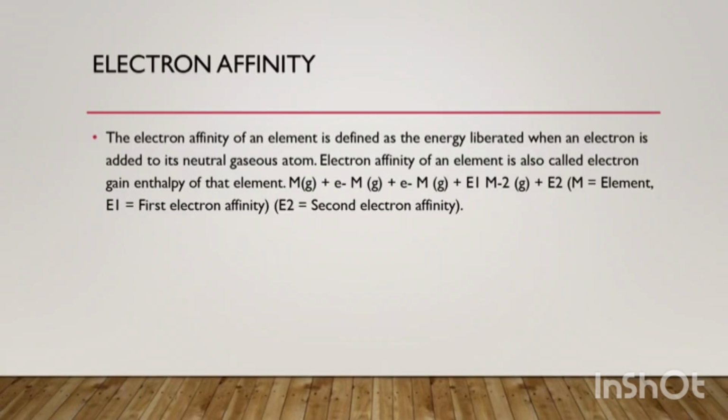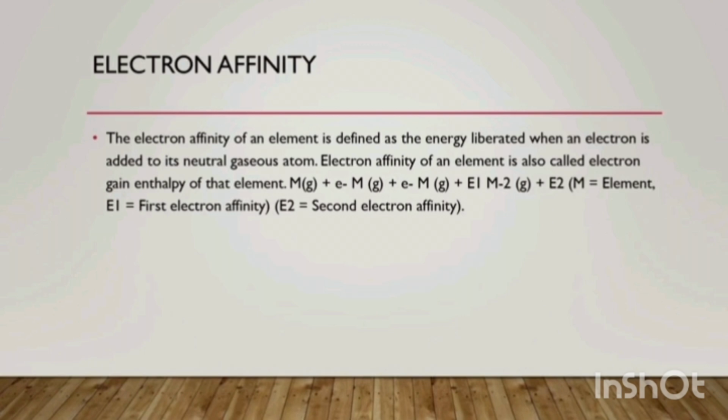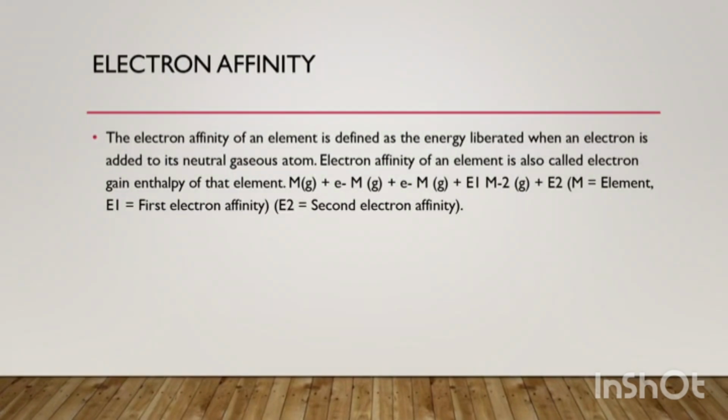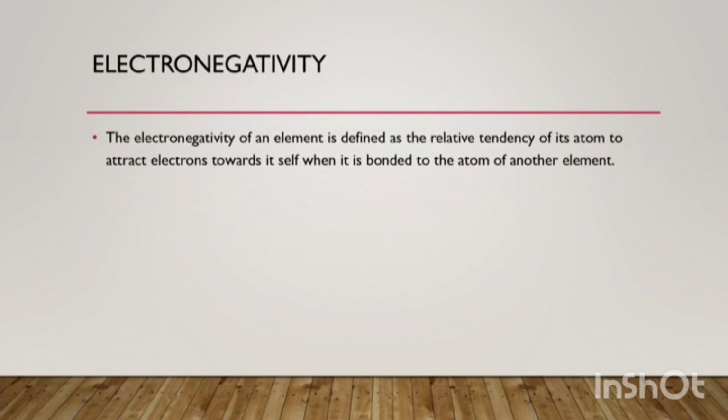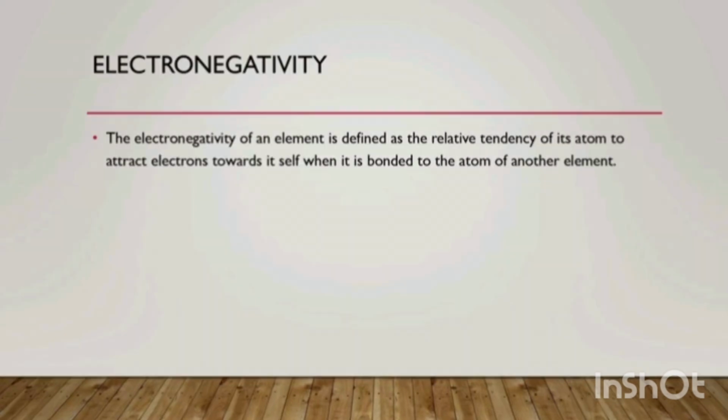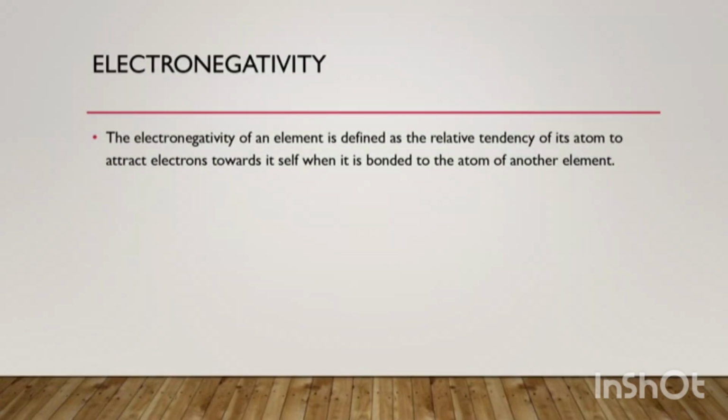Electron affinity of an element is defined as the energy liberated when an electron is added to its neutral gaseous atom. So electron affinity is also called the electron gain enthalpy of the element. Electron affinity is nothing but the energy which is liberated. Next is electronegativity. Electronegativity of an element is defined as the relative tendency of its atom to attract electrons towards itself when it is bonded to the atom of another element.